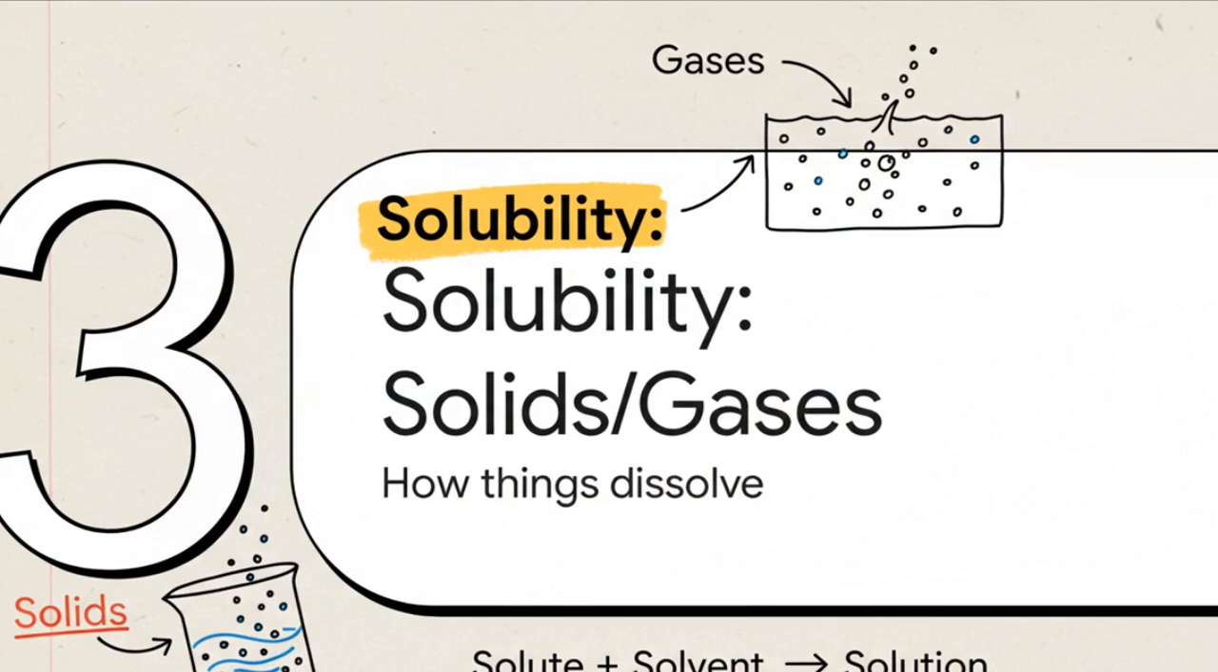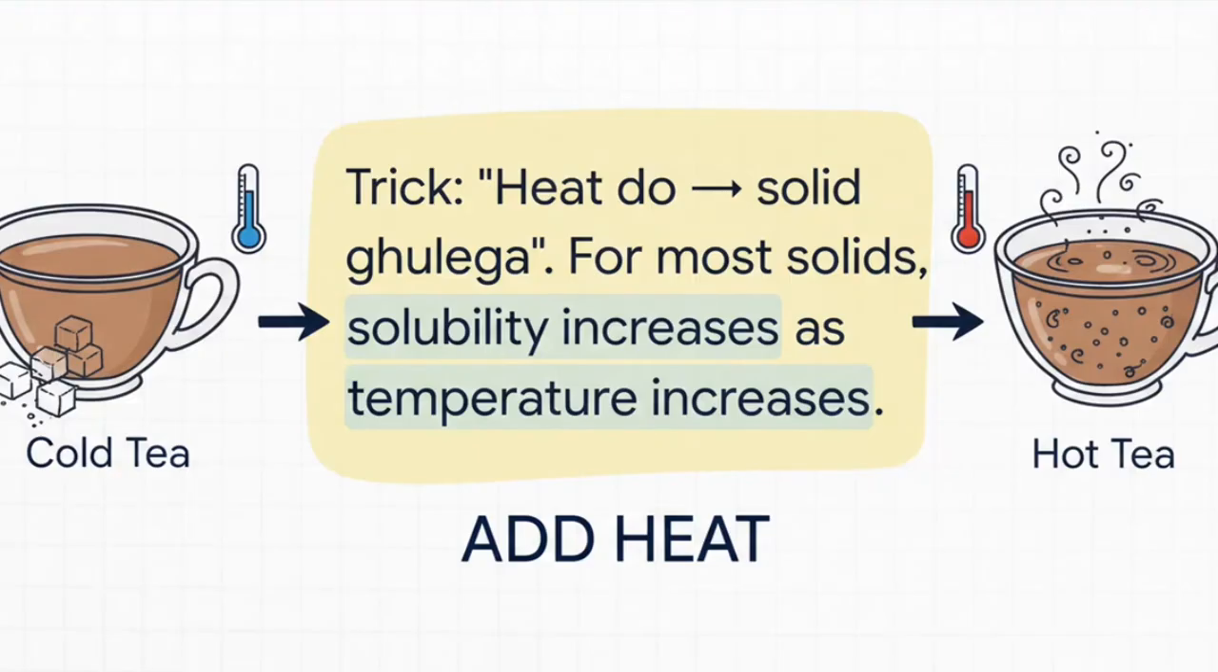Okay, time for a quick dive into solubility. This is all about how much stuff you can actually dissolve. We'll look at solids first and then gases. For solids, the rule of thumb is super simple. Give it some heat and it'll dissolve better. For most endothermic reactions, solubility just goes up with temperature.